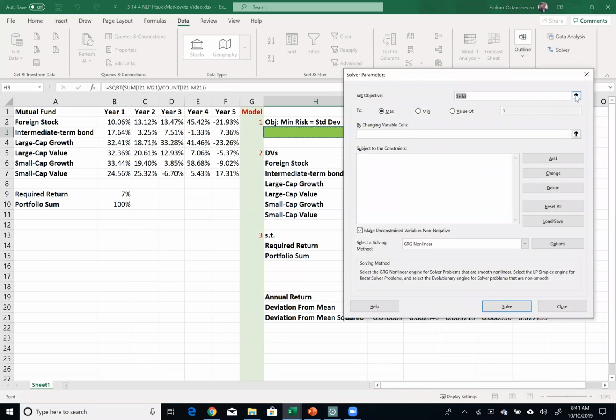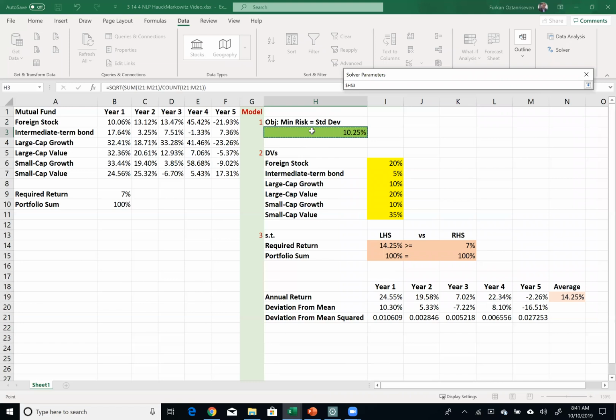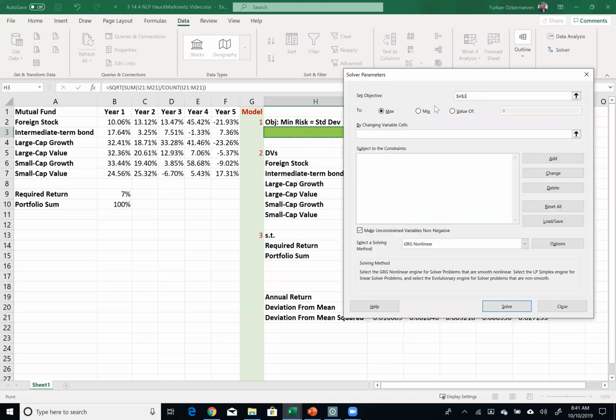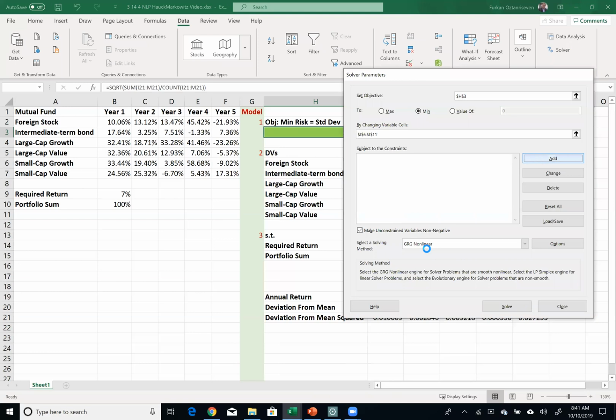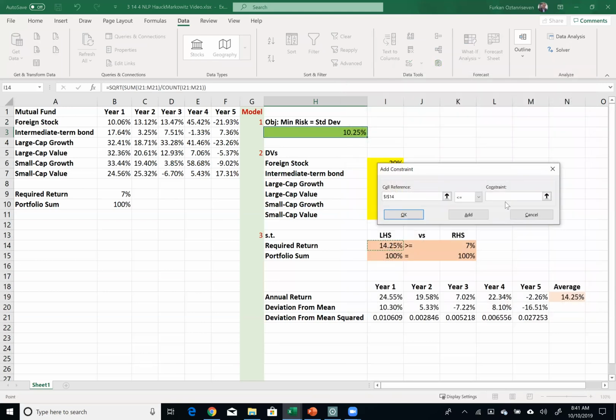My objective is the green cell, and I'm trying to minimize the risk. Decision variables are the yellow cells, these 6 cells. Let's add my constraints. I want my required return to be greater than or equal to 7% in this case. Add. And I want to spend all my money, so this left-hand side should be equal to this right-hand side.